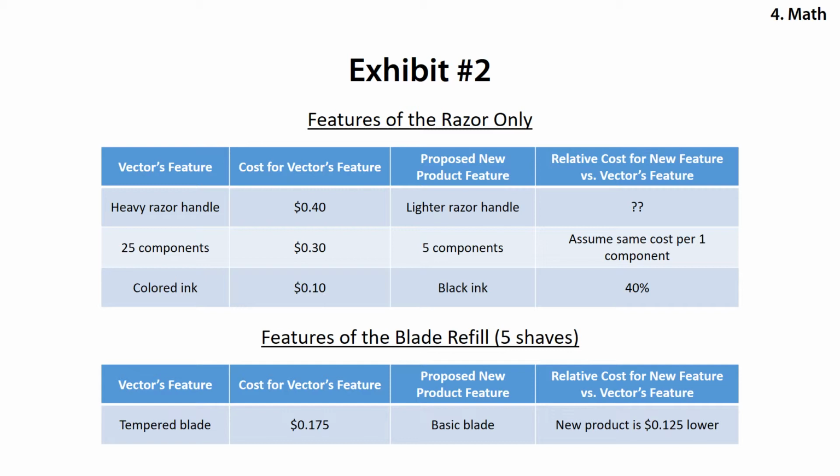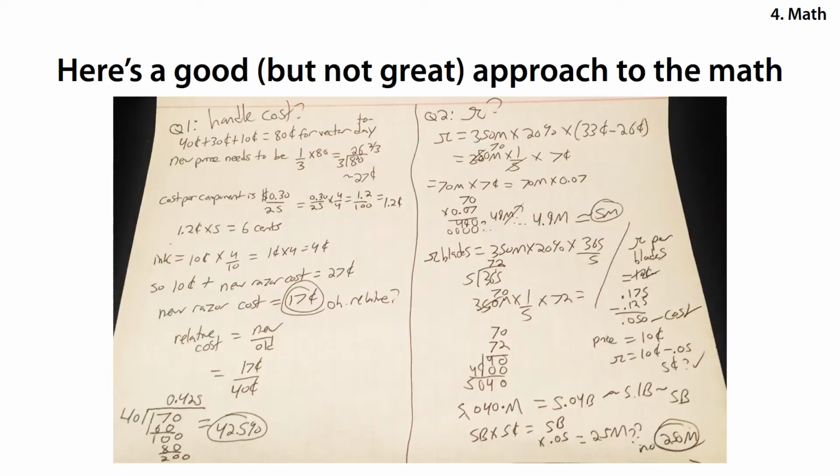1, what does the relative cost need to be for the proposed lighter razor handle to meet their target cost objective? And 2, what would the company's total annual profit in year 1 be for the new product, both the razor and the blade refills, assuming the company could capture 20% of the low-income market in year one? So pause the video for just a few moments, write down, and then talk out loud your math calculations.